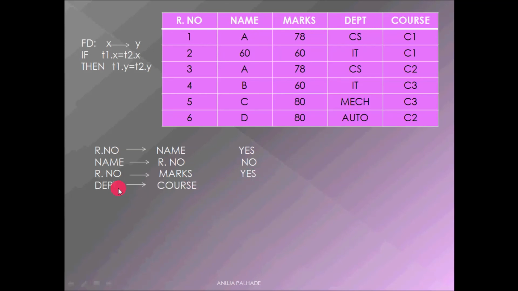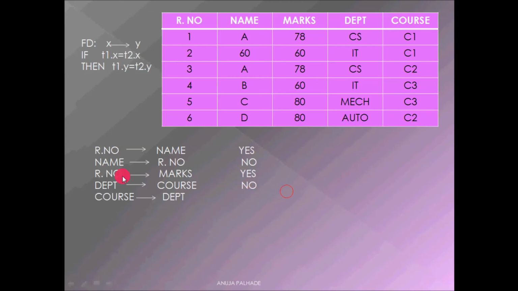Now what about department determines course? Okay, repeating cases are present. CS department. Now we have to bother about the course also. If the department tuples are equal, is C1 equal to C2? No. So this is not functionally dependent.